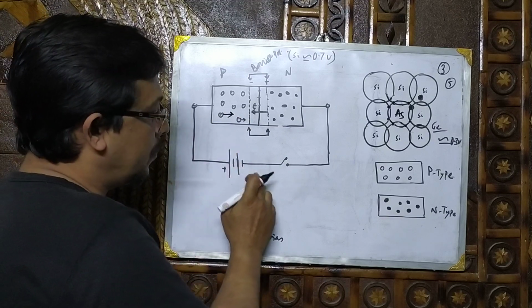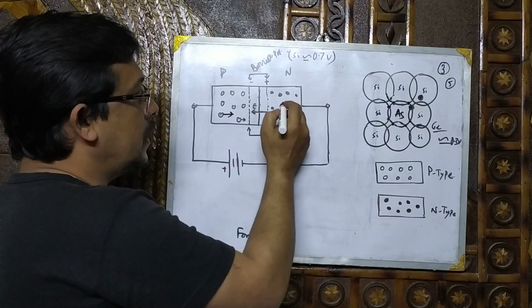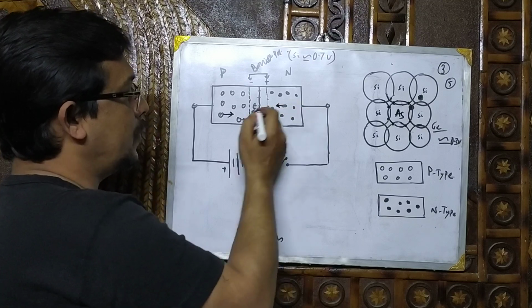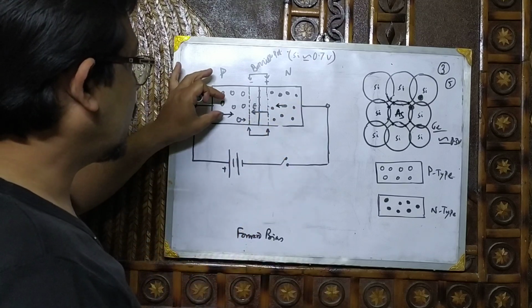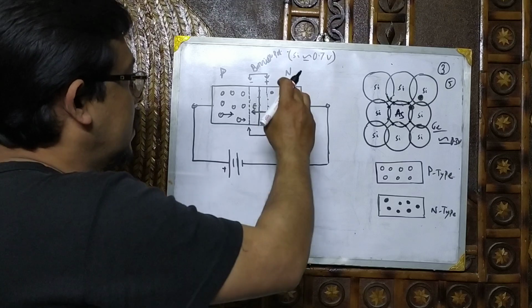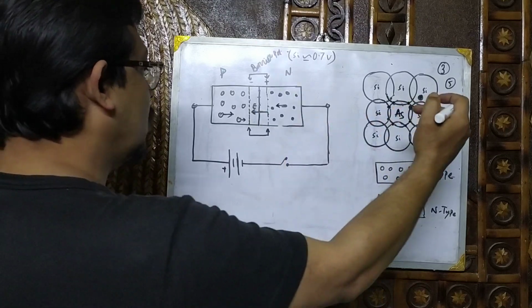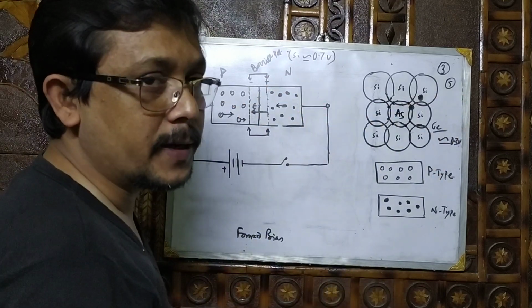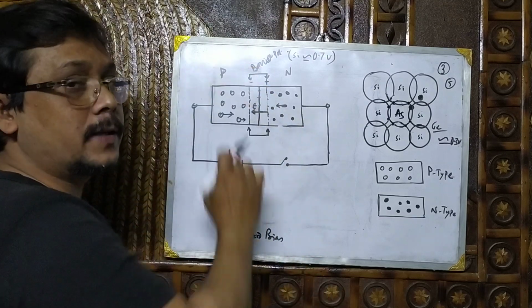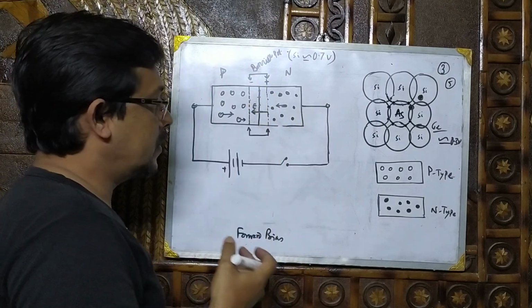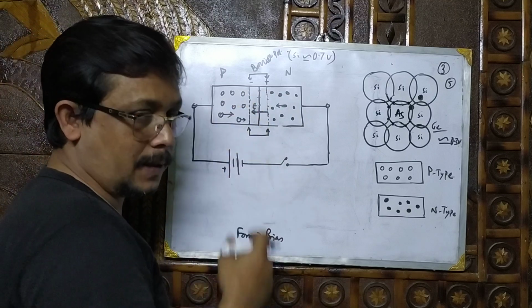Same way, the negative pole will push the electrons to move in the forward direction. That means now the majority carriers of P-type, holes, and the majority carriers of N-type, electrons, will be pushed together to move towards the depletion region. So they will try to hit the depletion region.